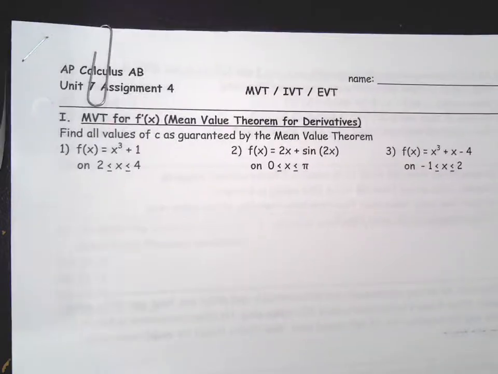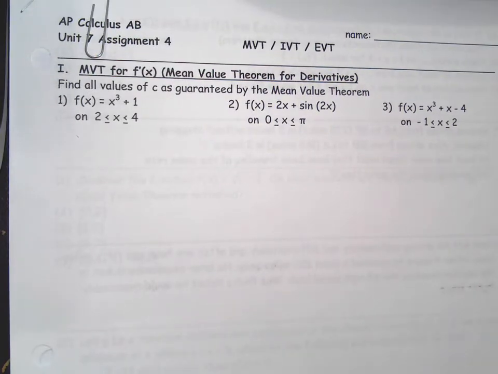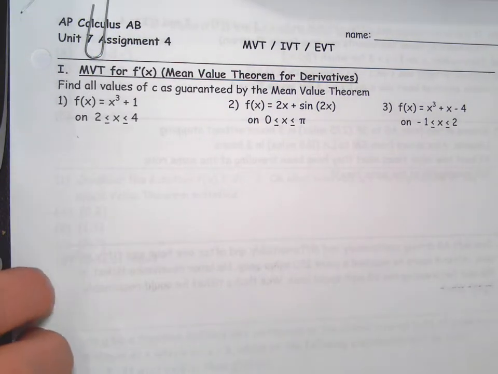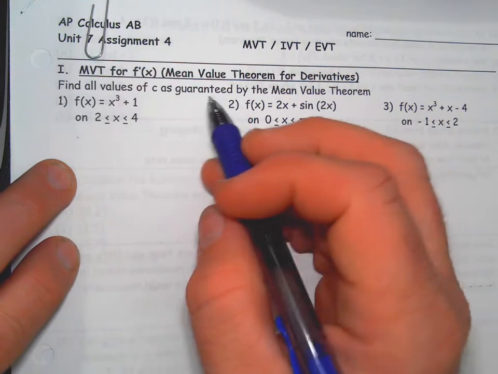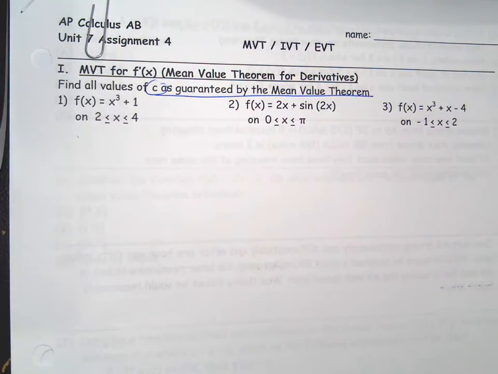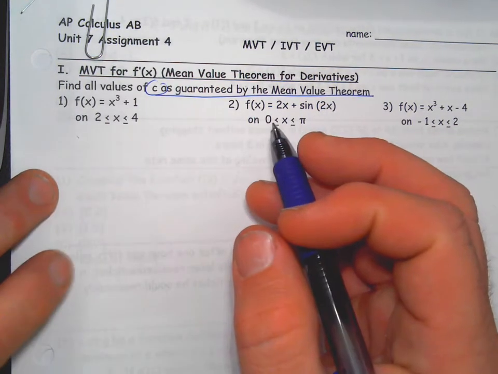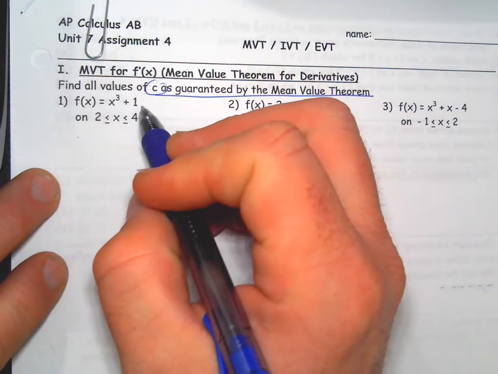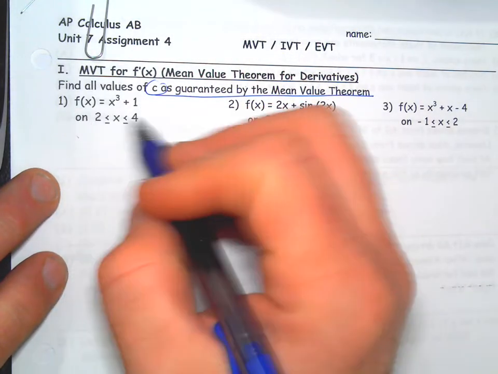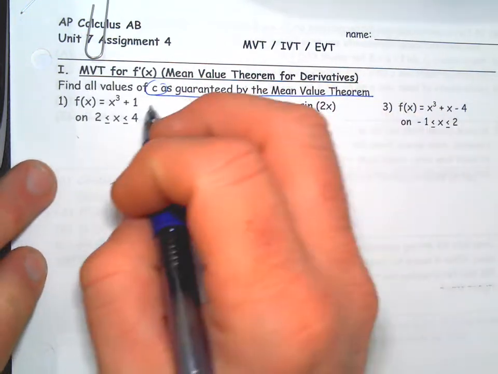So let's try these problems right now. Mean value theorem for derivatives, find all the values of C as guaranteed by the mean value theorem. That's specifically the place where the actual derivative equals the average derivative. But you got to find the actual derivative first. Make sure the function's continuous on the closed interval and differentiable on the open interval. It is, it's cubic, no problems.